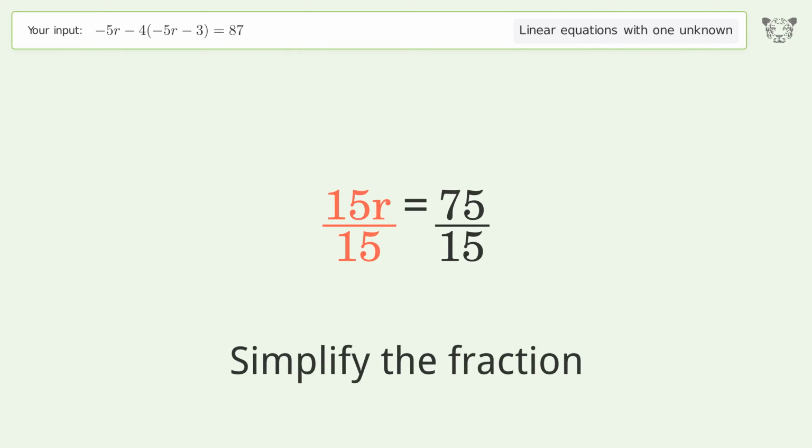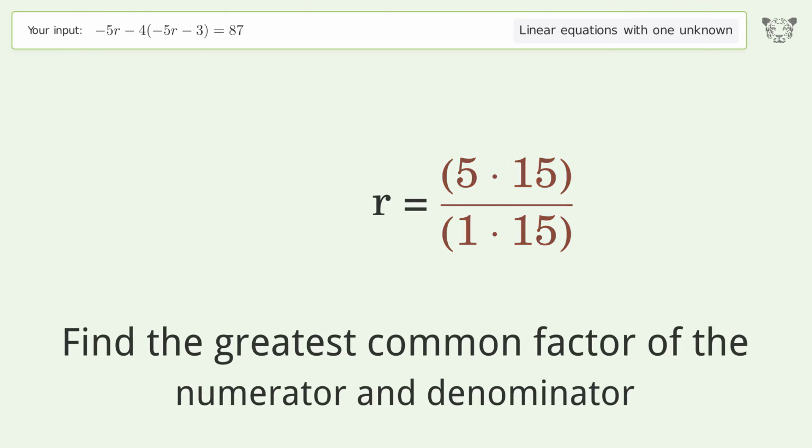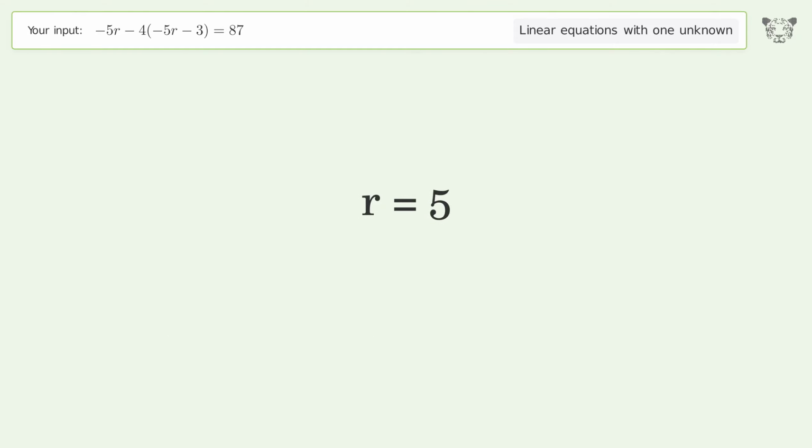Simplify the fraction. Find the greatest common factor of the numerator and denominator. Factor out and cancel the greatest common factor. And so the final result is r equals 5.